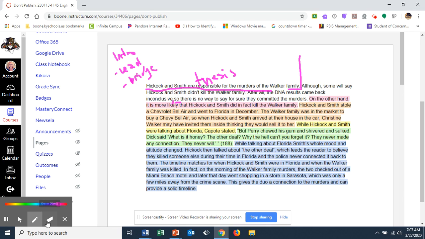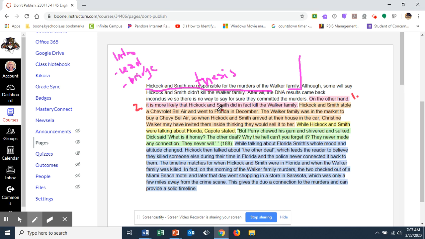All right, so the pink or the red, right? A rainbow's red. If you have highlighters, it's pink. Right here, "On the other hand" starts with step 1. On the other hand, it's another qualifier. It's a word that shows the opposite. "It is more likely that" is the sentence starter. You have to finish the sentence: Hickok and Smith did in fact kill the Walker family.